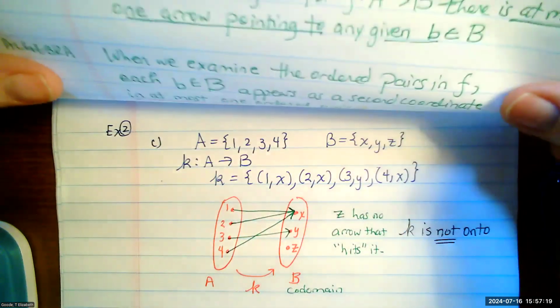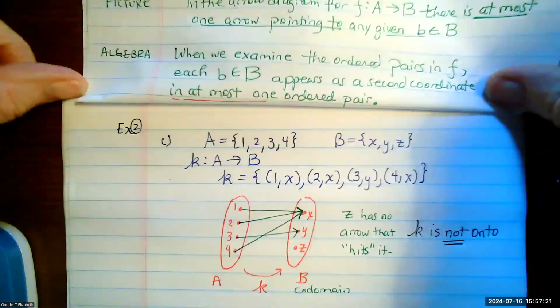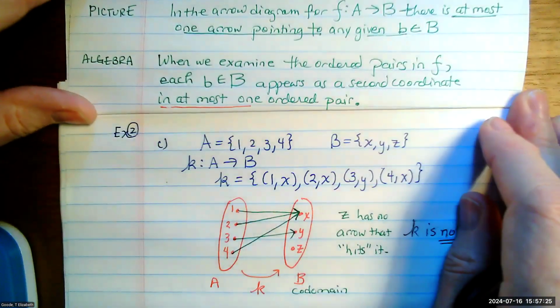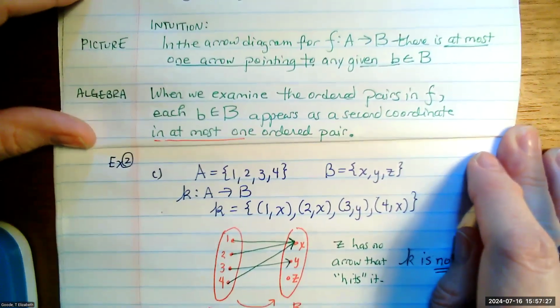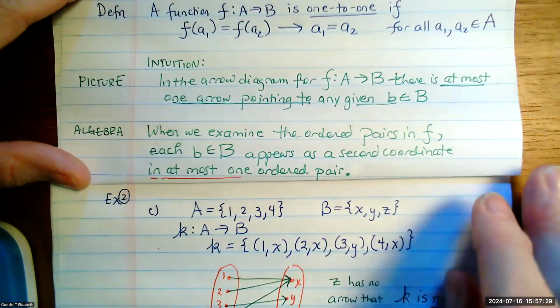Lamont, you missed class, but you are allowed to bring a cheat sheet tomorrow. You may want to include the definitions of onto and 1 to 1.